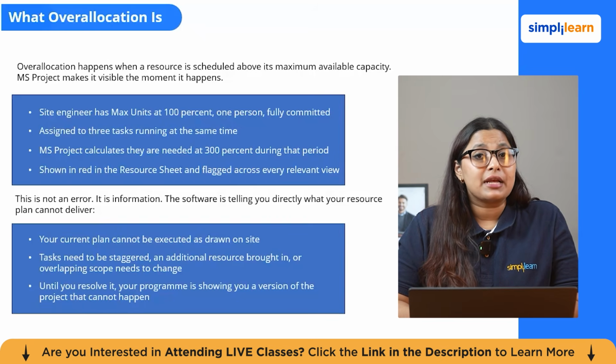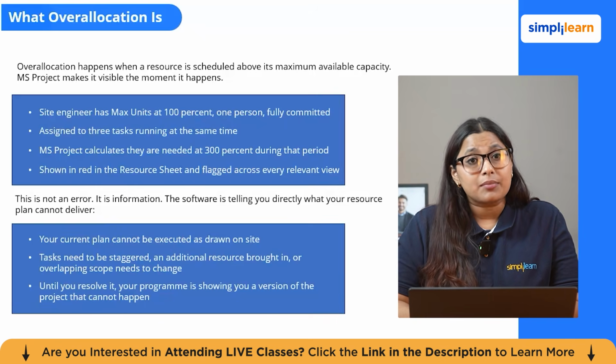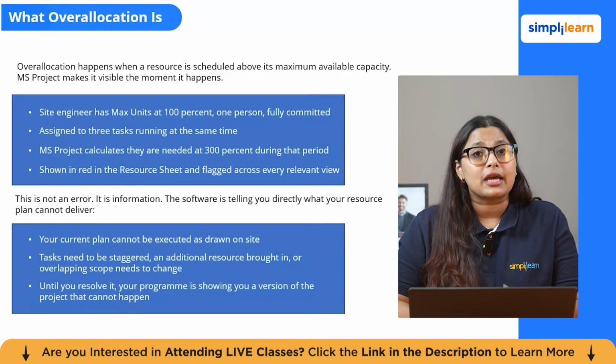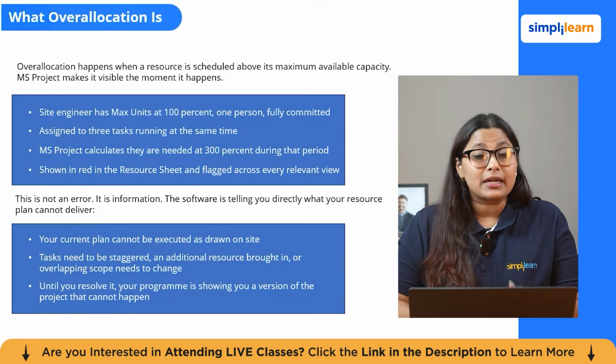The first is manual reassignment. You look at the over-allocated period, identify which task is least critical, and either replace the resource on that task with someone else or delay the task to a time when the resource is free. It is the right starting point for your most important resources.